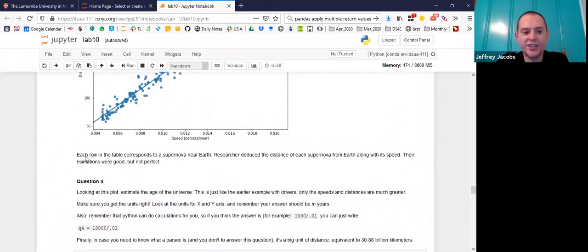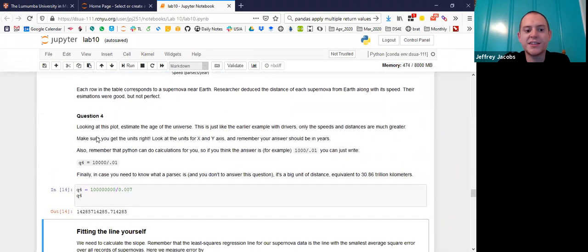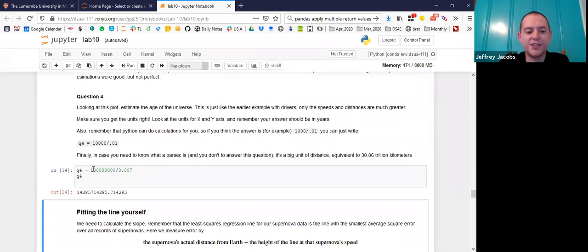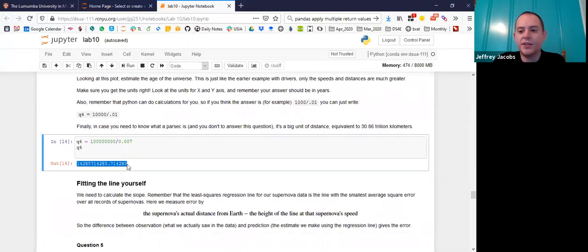And you can go through it and think carefully about why we needed to put 100 million rather than just 100, to make sure that we end up with units that are years rather than thousands of years or millions of years, right? This number is in the base unit that we want, which is just years.